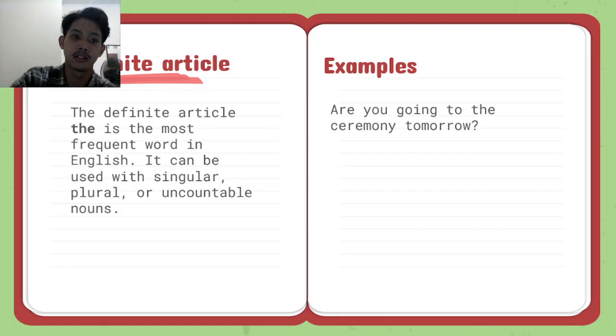The definite article the is the most frequent word in English. It can be used with singular, plural, or uncountable nouns. Example: Are you going to the ceremony tomorrow? The definite article is referring to a specific ceremony that both of you know about. Both of you means the speaker and the listener.